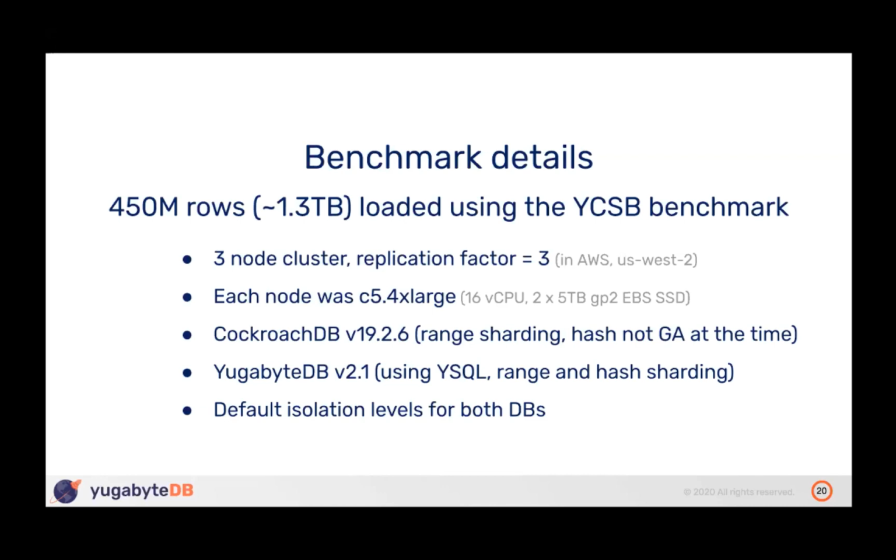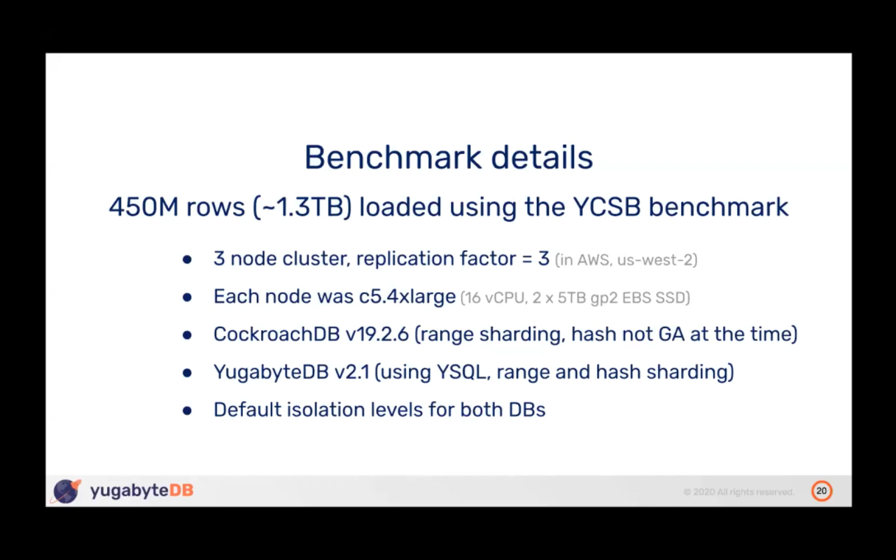Each node is a C5-4XL node on AWS, so it's 16 cores, and it has been mounted with 2 5-terabyte GP2 EBS SSDs. We used CockroachDB version 19.2.6, which was the GA version available at that time. We only tested it with range sharding because hash sharding was not, or perhaps still is not, generally available when we did this test. And with YugabyteDB, we used version 2.1, and we used the YSQL API only. We're not looking into YCQL here; we've looked at that in a previous section.